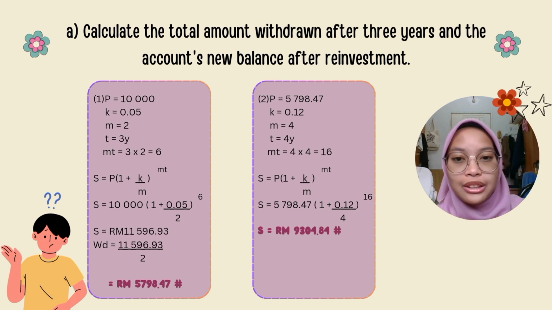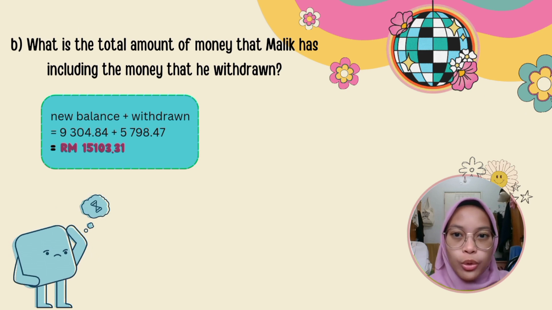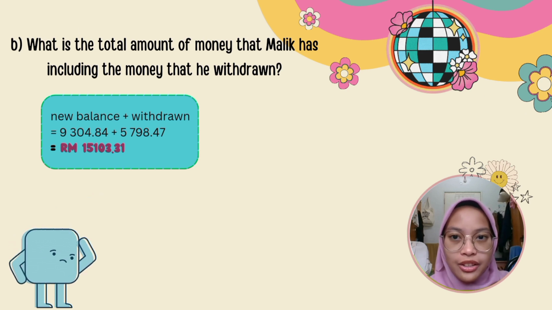So we will get RM 9304.84. So the total amount he withdrew is RM 5798.47, while the account's new balance is RM 9304.84.